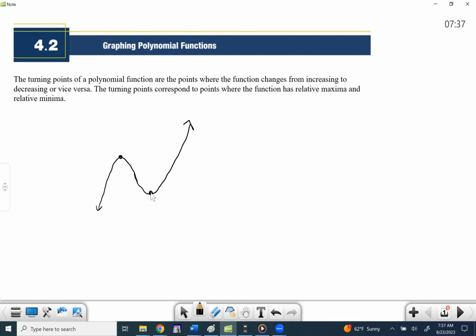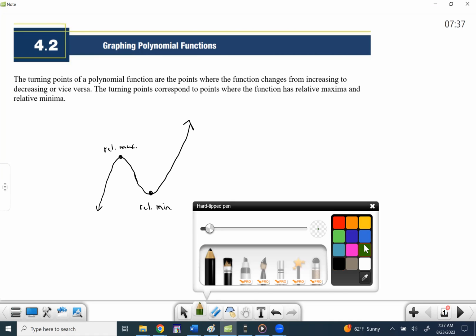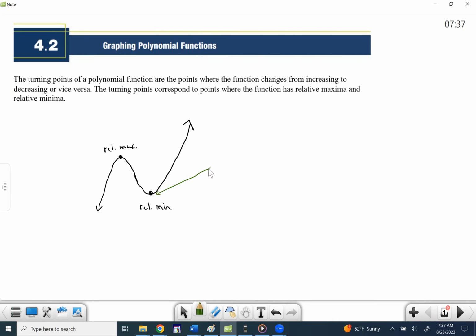Okay. And it says up here at the top that a turning point is either going to be a relative maximum or a relative minimum. So for example, this would be a relative maximum. This is a big deal in calculus, that we know that where it changes from increasing to decreasing gives us a max, and from decreasing to increasing gives us a min. Okay, so these are going to be turning points.